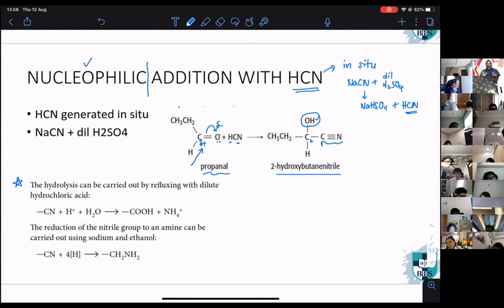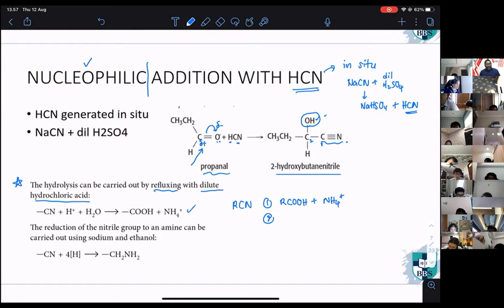Now, once you get this CN, doesn't matter whether they have OH and so on, I want to teach you related to RCN. Anything that ends with CN is known as nitrile. And nitrile under your syllabus will undergo two reactions. I have taught you under carboxylic acid, and I want you to remember this again. When you have nitrile and you use dilute hydrochloric acid and you reflux them, it will change into RCOOH and then the remaining NH4+ ion. We have learned about this.